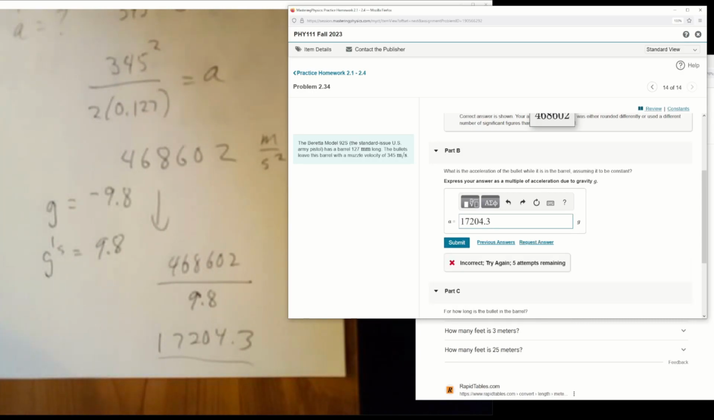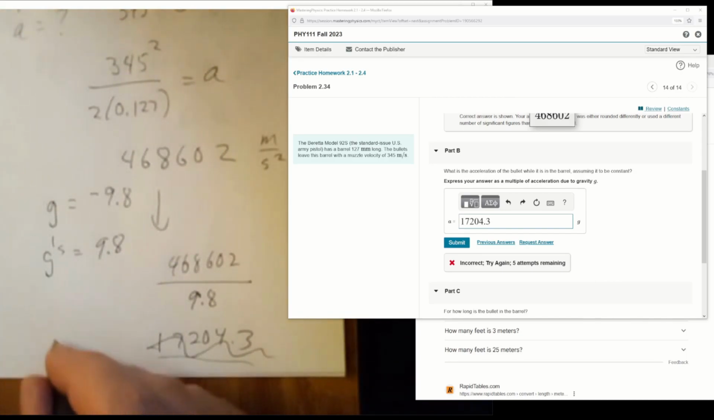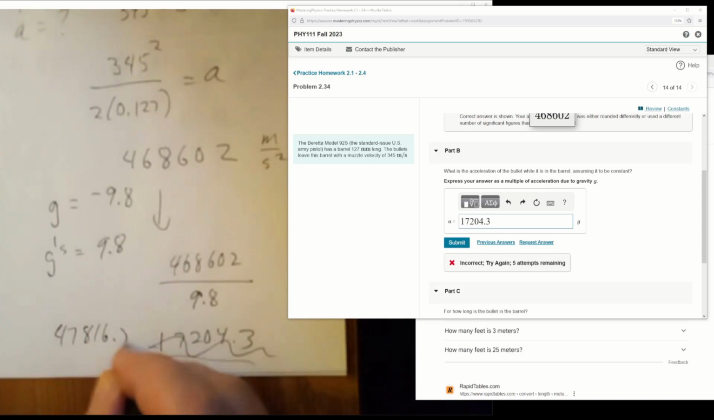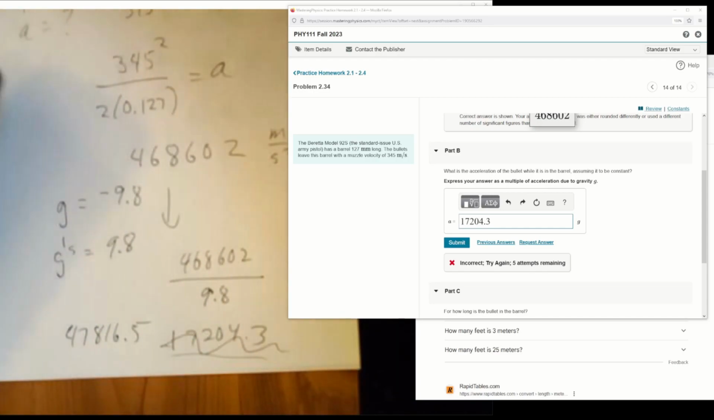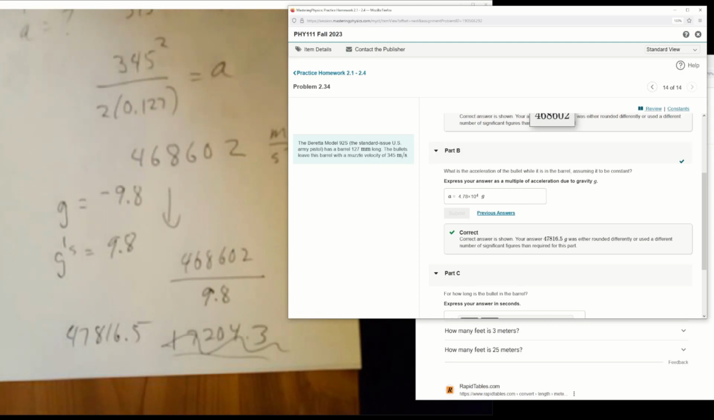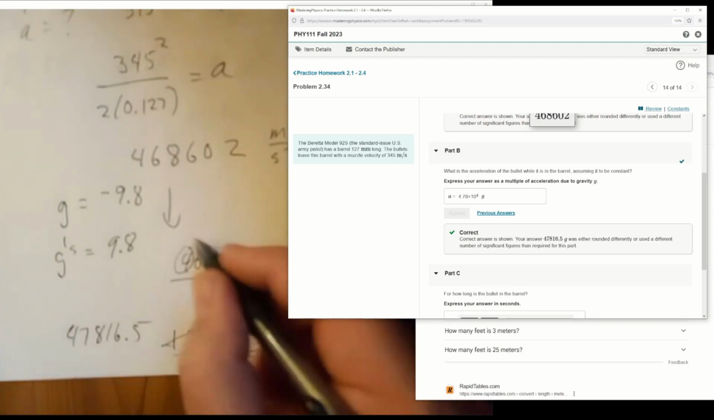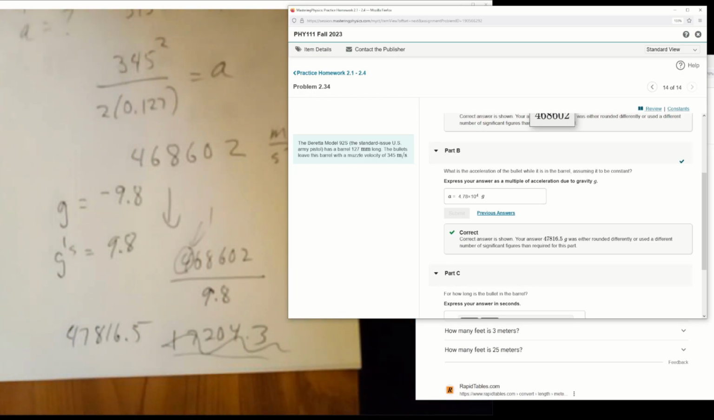Oh, didn't like that. All right, so I see on my calculator I actually hit a 1 instead of a 4 here. And so if I get a 4 in there, it's actually going to be 47816.5. So even larger, so almost 50,000 times the acceleration you feel at the surface of Earth. So again, a massive acceleration. So there we go. My mistake was just a calculator mistake. I put a 1 here instead of a 4 on my calculator.